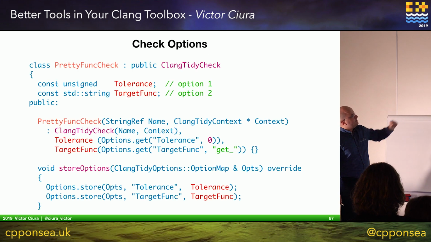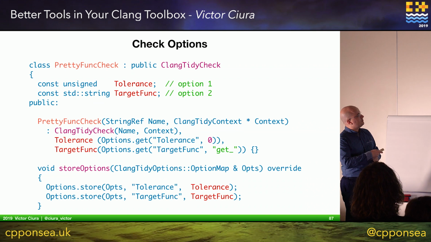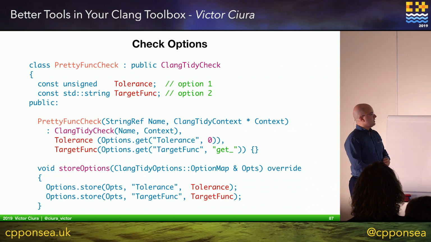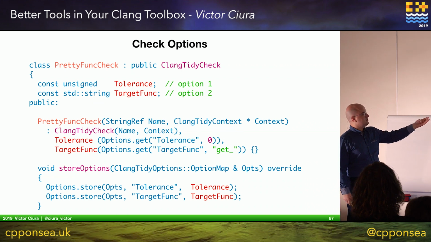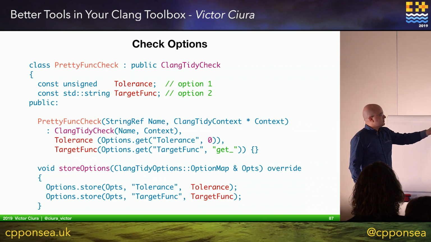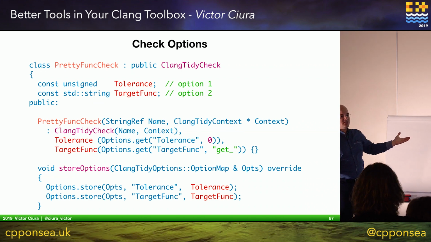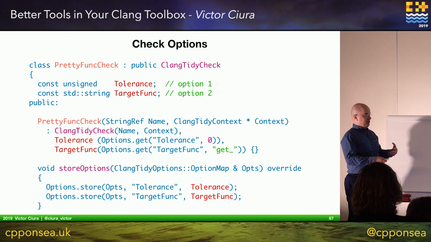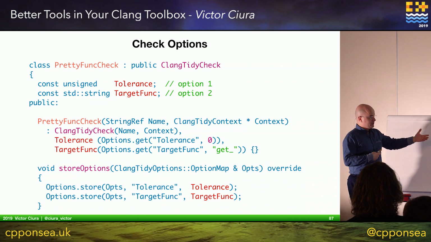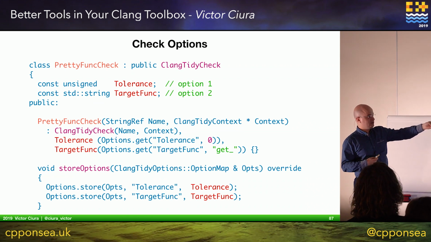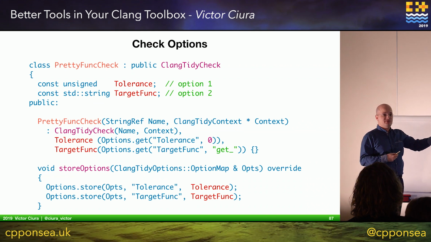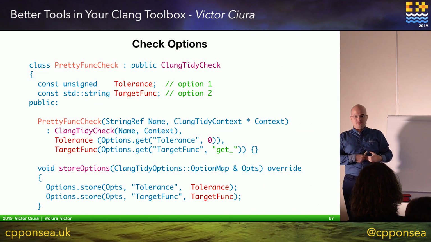For example, here we have two properties, tolerance and target function, let's say an integer and a string, because I wanted to have different types, and you can default initialize them. For example, a zero value tolerance, I don't know what that means, but I made up some property. And the default target function is get underscore if the user doesn't specify any other target. But I'm going to let the user of this check specify their own target function by means of its prefix, because this is how I use it.